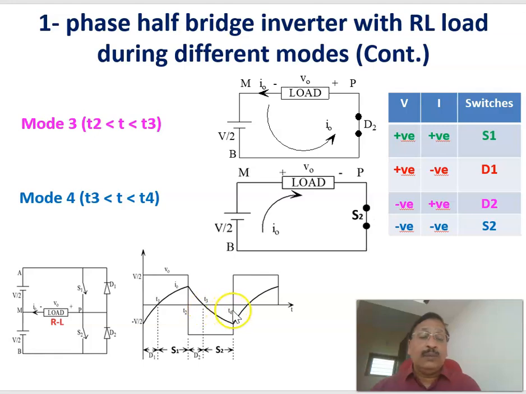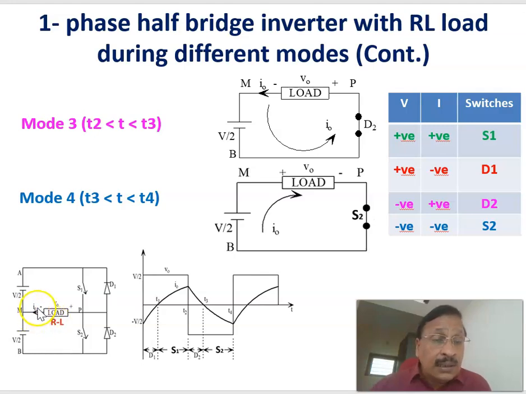From T3 to T4, in mode 4, we can see that the current is negative. The current through the RL load is negative, that is, the current is opposite. The current is in this direction, and the voltage is also negative, negative here with respect to here. That is possible only when here the current is negative. This is positive.